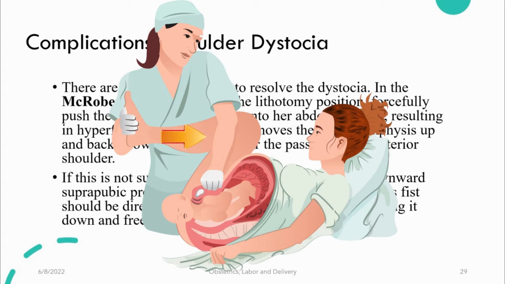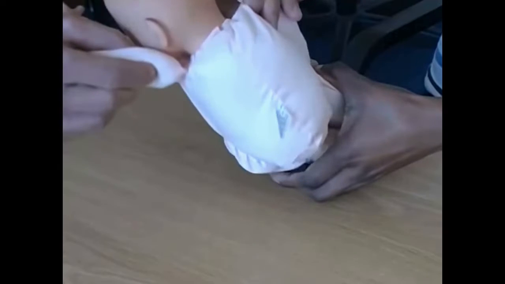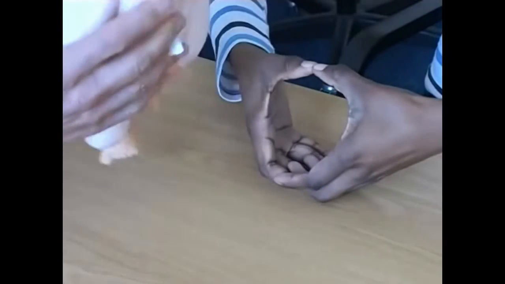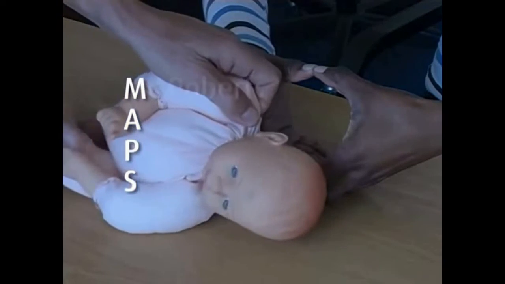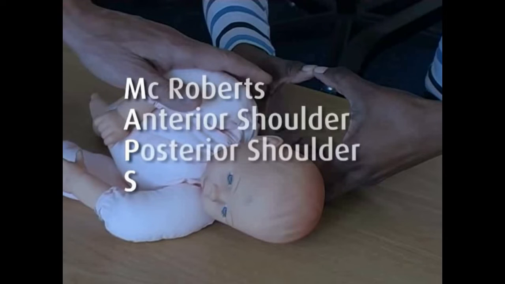You can also potentially provide pressure on the abdomen in order to try and press the shoulder of the baby down and free it from that pelvic outlet. Here's a video that shows these maneuvers and also shows a live birth in which you can see them perform these maneuvers. The mnemonic for the sequence shown here is MAPS: McRoberts, anterior shoulder, posterior shoulder, and salvage procedures.